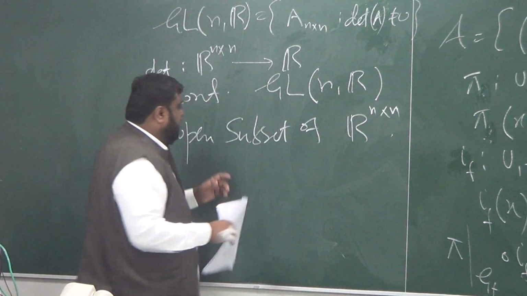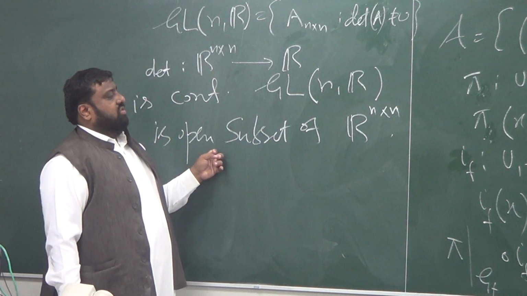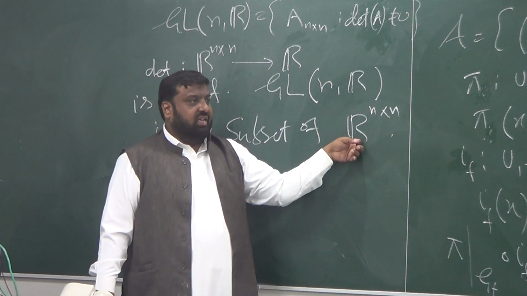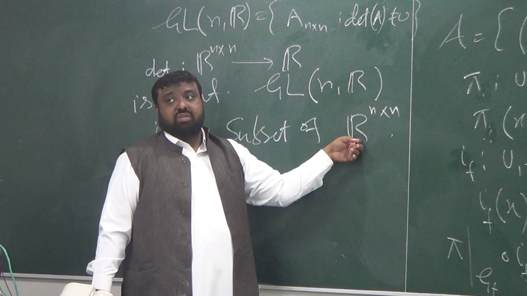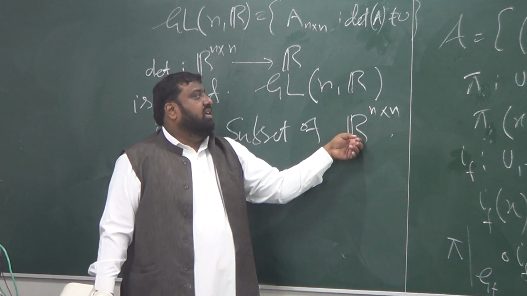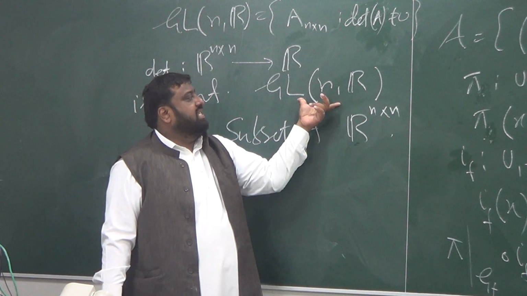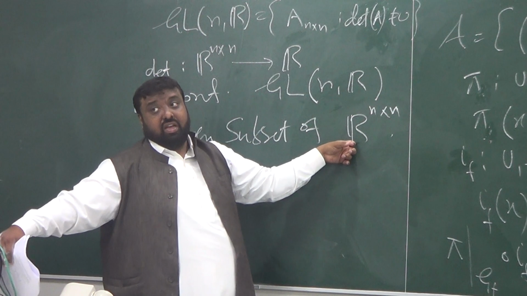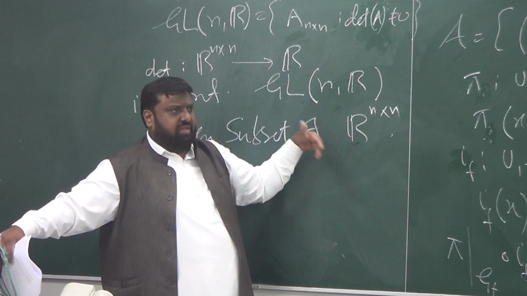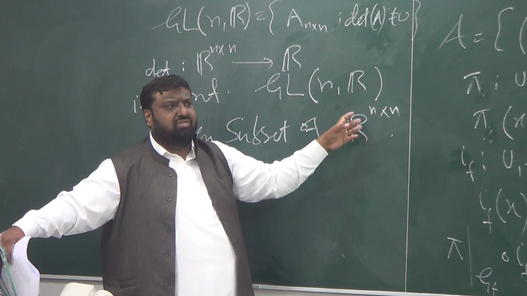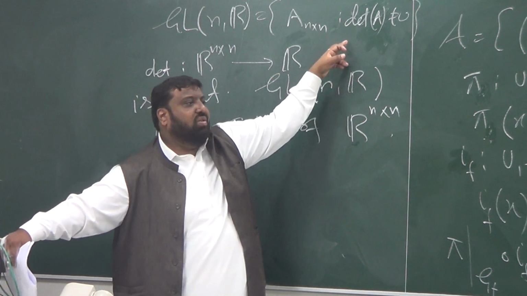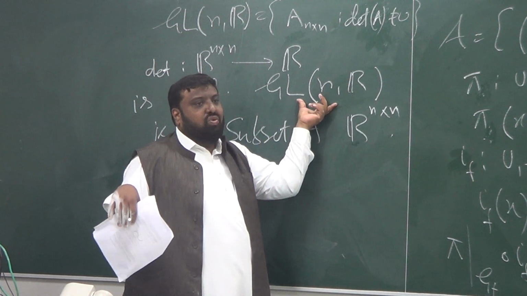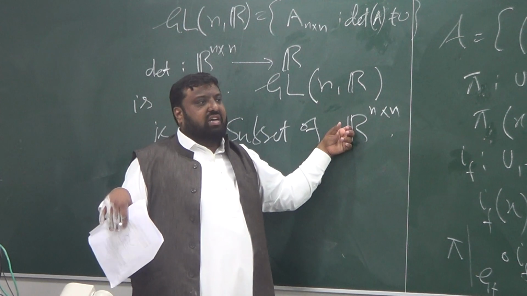So how can I show it is an open subset? I have a topology on it, and these groups are going to inherit the topology from it, the product topology basically. I can show that this is isomorphic to this guy, or maybe some subset of this guy. Not all, because we are only taking those for which the determinant is nonzero. So we can show that this is an open subset of Rn cross n.